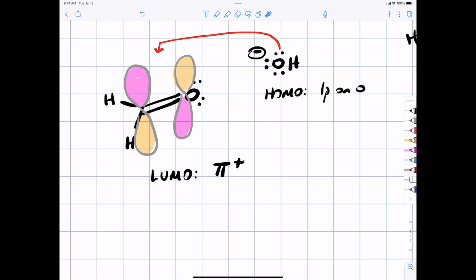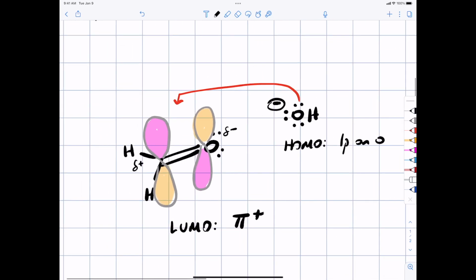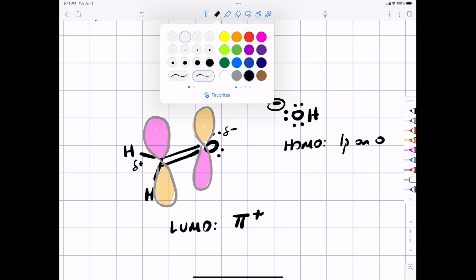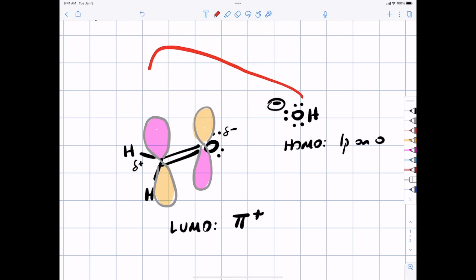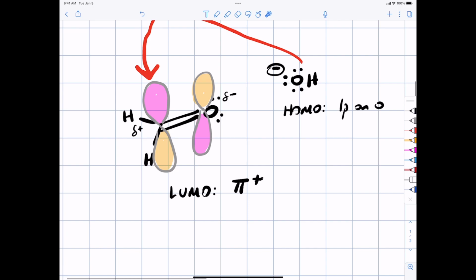You're saying carbon, right? And that is because carbon is less electronegative than oxygen. So our nucleophile should attack the more electron poor part of our molecule. So HOMO attacks LUMO, and it's actually got to come in from above the plane of the oxygen, hydrogen, and hydrogen atoms, okay? Because that's where the pi star is.